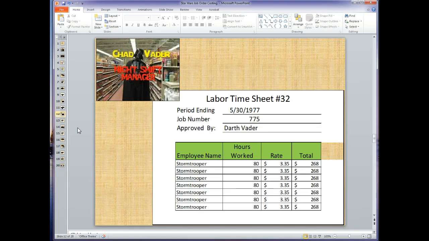Next thing we have to record is labor. And so we have Darth Vader supervising all these stormtroopers. And sure enough, here's the name of your employees. If there weren't clones, they'd have unique names. But there's your employee name. You might see an employee number, and it'd be an easier way to identify them possibly.